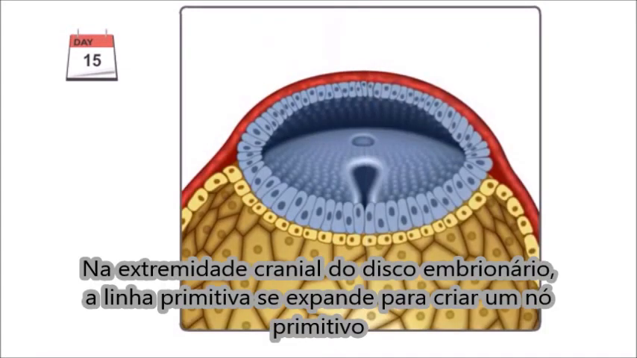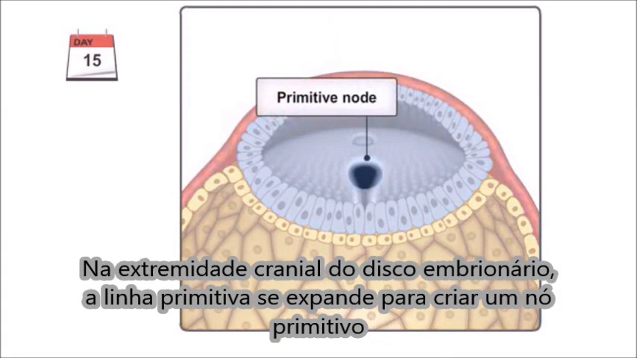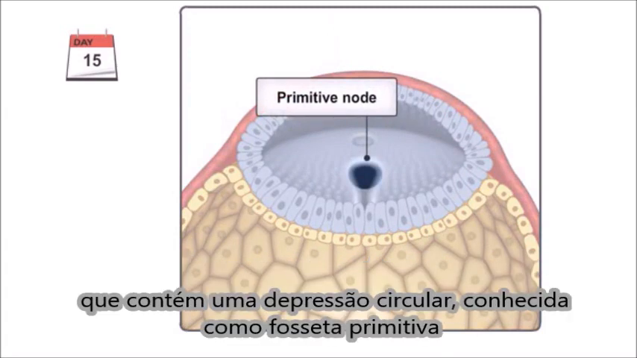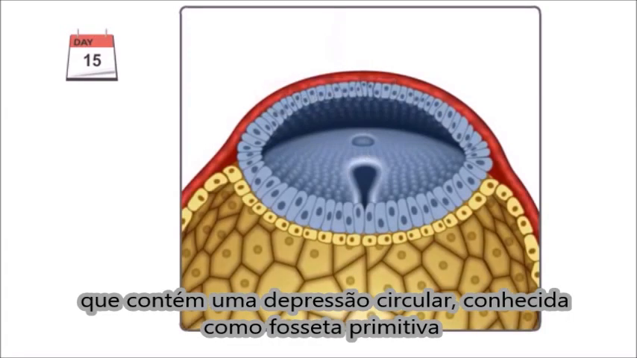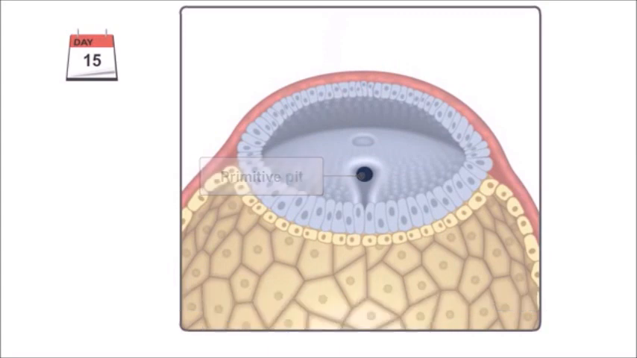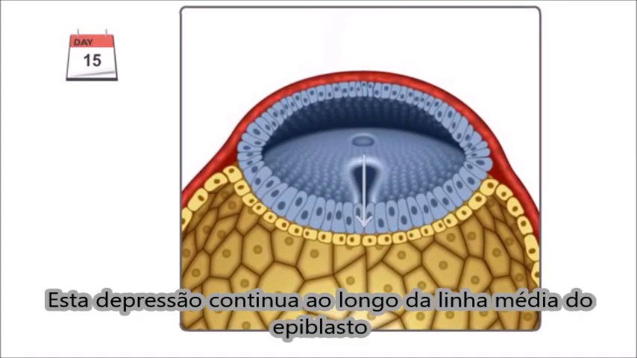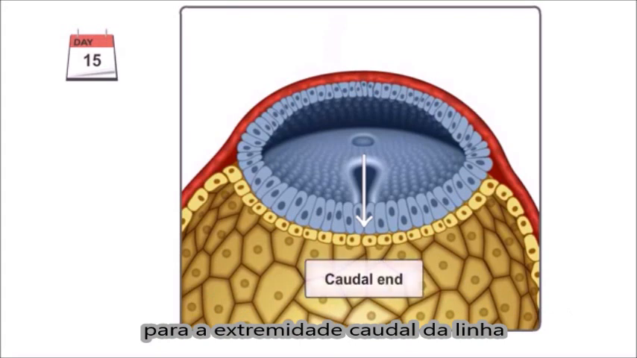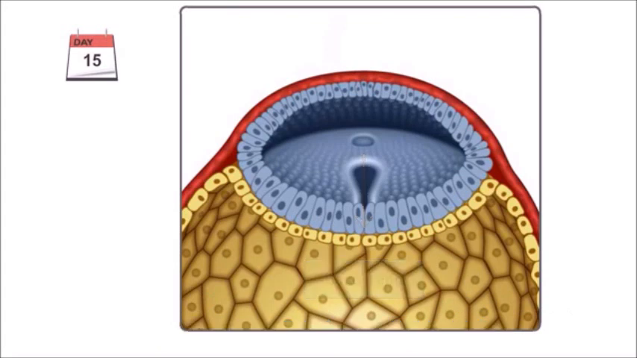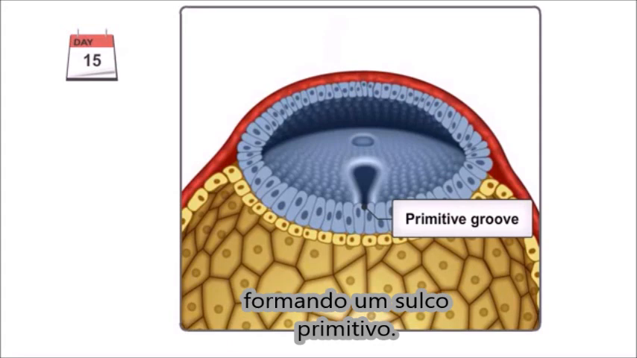At the cranial end of the embryonic disc, the primitive streak expands to create a primitive node which contains a circular depression, known as a primitive pit. This depression continues along the midline of the epiblast towards the caudal end of the streak, forming a primitive groove.